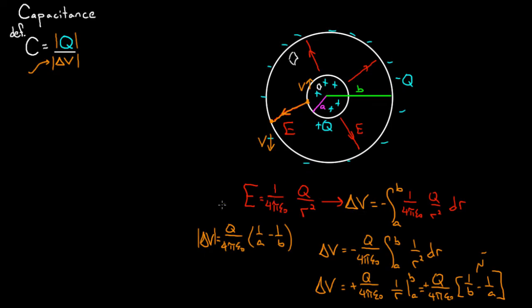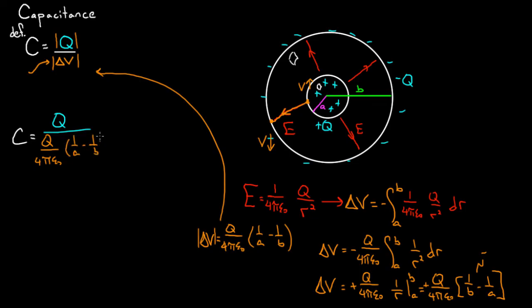So we used E to get the delta V. We take our delta V and plug it into the C, and so the capacitance of a spherical capacitor is going to be Q divided by Q over 4 pi epsilon naught times the quantity 1 over A minus 1 over B. Or in other words, we can cancel off the Q's, and I get that C is going to be 4 pi epsilon naught over 1 over A minus 1 over B. And so this is how the geometrical properties, the radii of spheres, could change the capacitance of this system here.